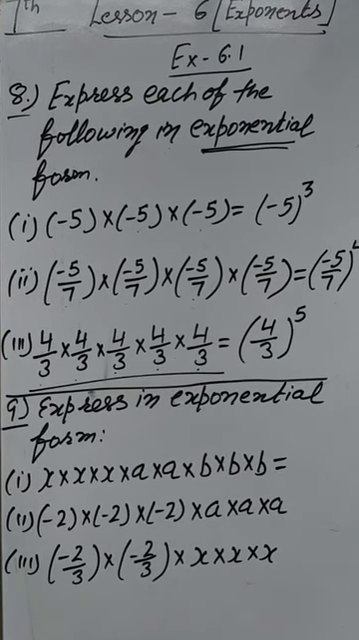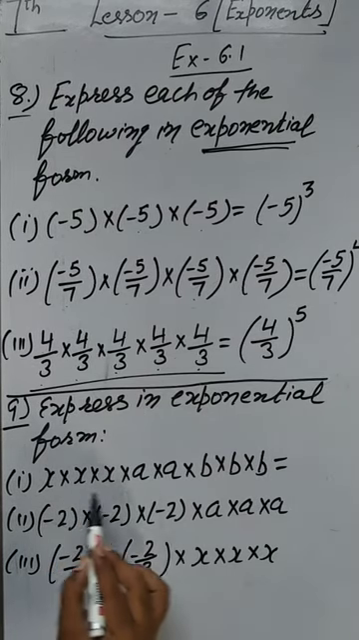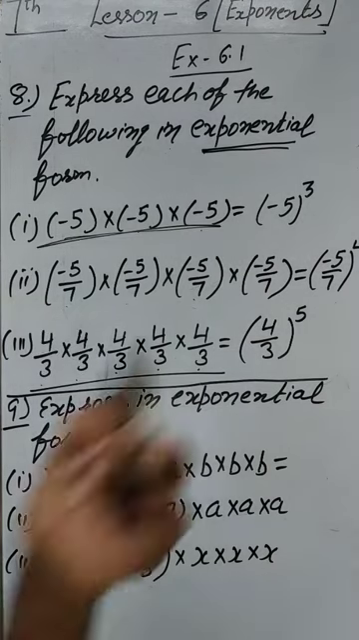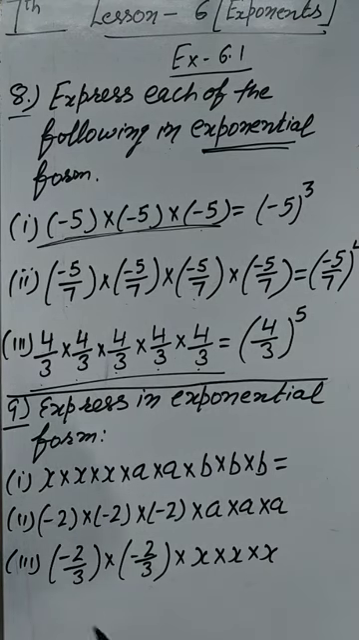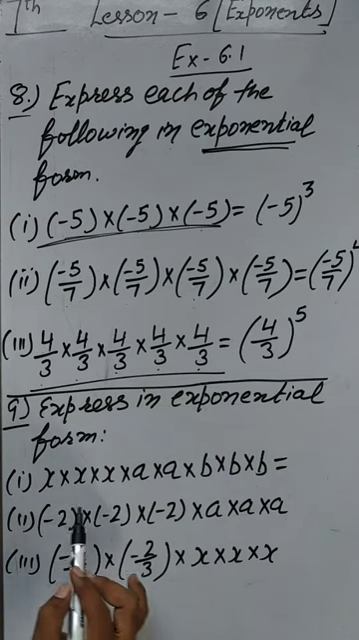Okay beta. Similarly beta, question 9th is also same as question 8th. But in question 9th you have given different numbers in the form of multiplication. In question 8th you have given only one number in the form of a multiplication by itself. Now beta, like question 9th first part, look here.